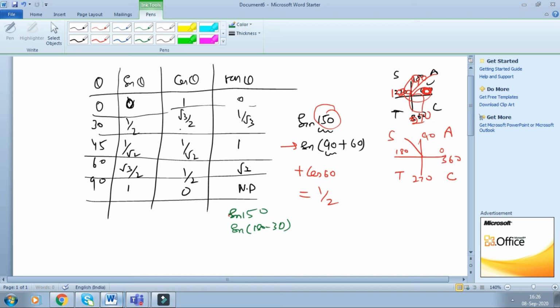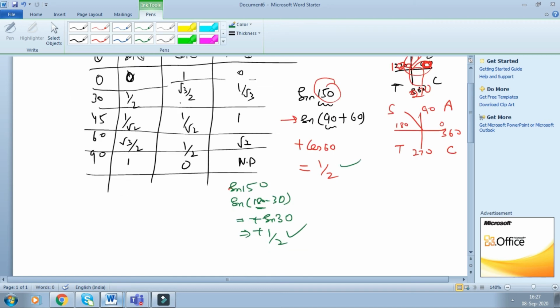Sine 180 minus 30. Now in this case there is a 180, and in 180 there is no change, so it remains the same, sine 30, and the answer would be positive or negative, we have to check. In the second quadrant sine is positive, so our answer would be positive, and sine 30 is 1 by 2. So either you solve it this way or that way, you will get the same answer.